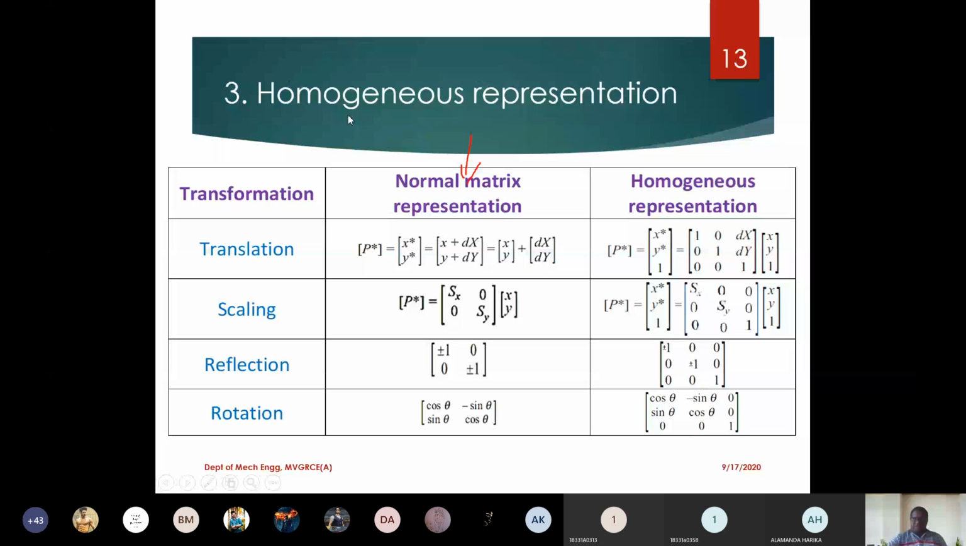So translation, scaling, reflection, rotation. For everything, the corresponding matrix representation would be x star, y star in vertical fashion, is equal to some matrix times xy, which is the old coordinate. This is the new coordinate. This is the old coordinate. Okay, and the dx, dy is the corresponding transformation matrix.